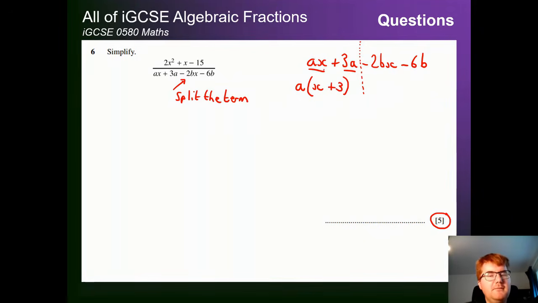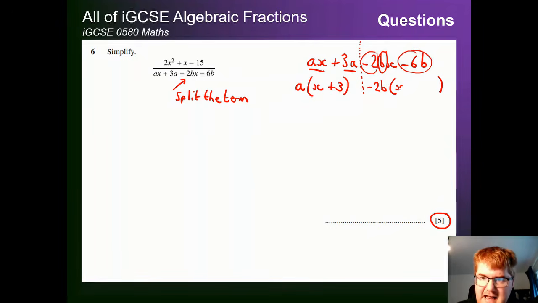I'm going to do a very similar process on this side as well. Well, we have a b in common, and we also have a minus 2 in common in both of these terms. So I'm going to take a minus 2b out here, open my bracket. What do I multiply minus 2b by to get minus 2bx? Well, just an x. And this is where we have to be very careful. What do we multiply minus 2b by to get minus 6b? And that's going to be a plus 3, because 3 times minus 2 gives us minus 6.